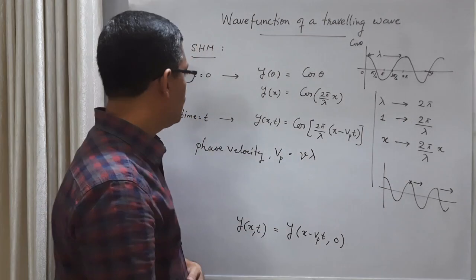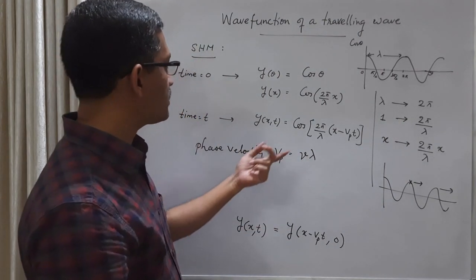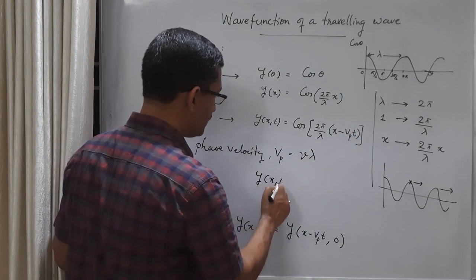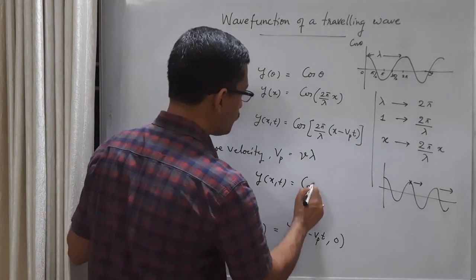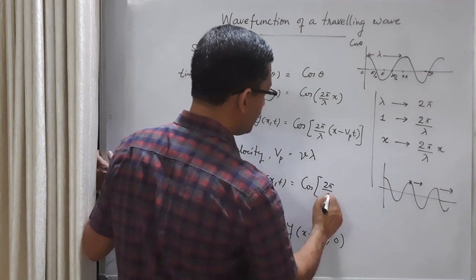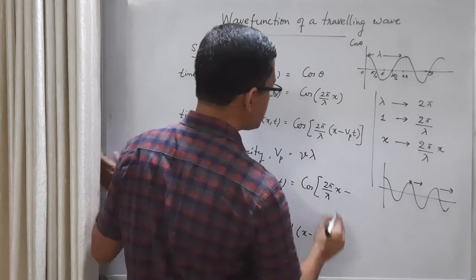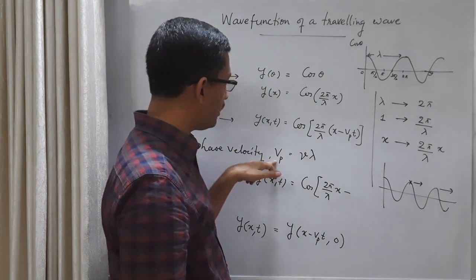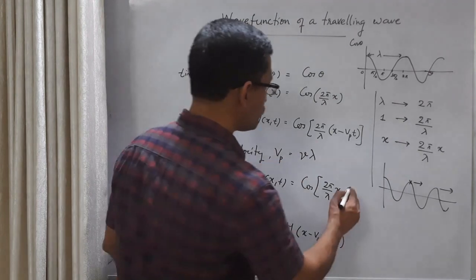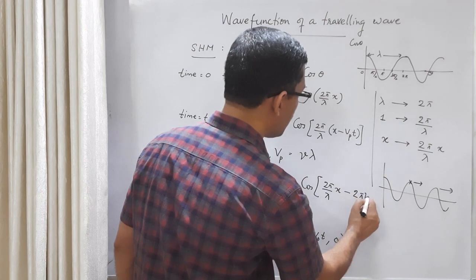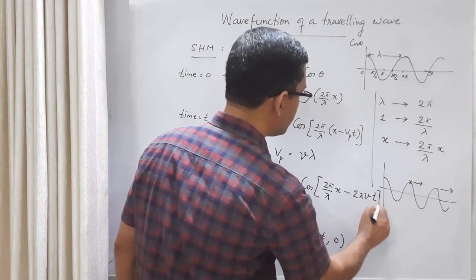Okay. So if we use this idea here, if I expand this bracket, the wave function I can write as cos of 2 pi by lambda into x minus 2 pi by lambda into Vp. So Vp by lambda is nothing but frequency. So the next term will be 2 pi into nu. Instead of Vp by lambda, I can put nu t.